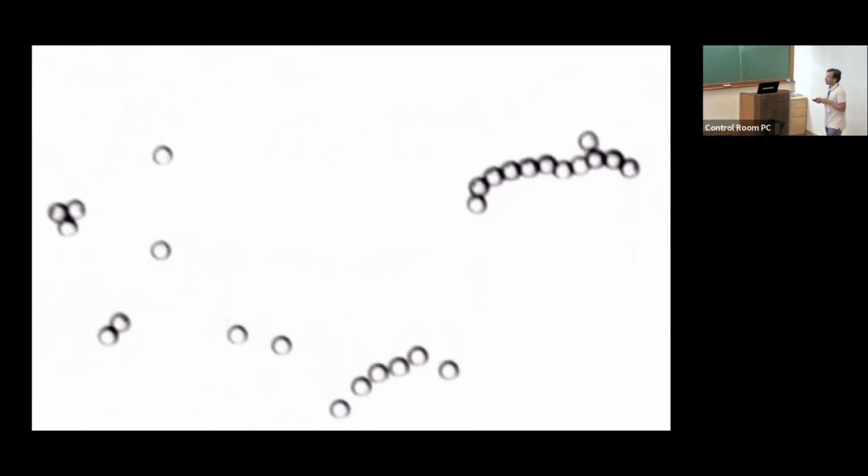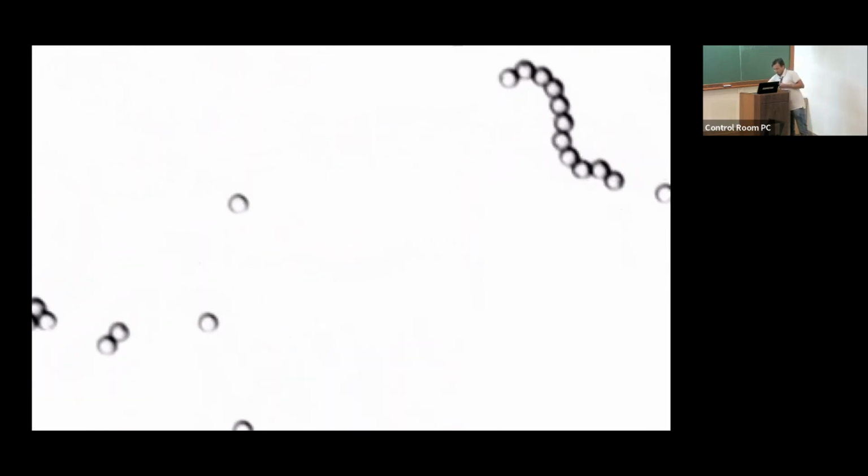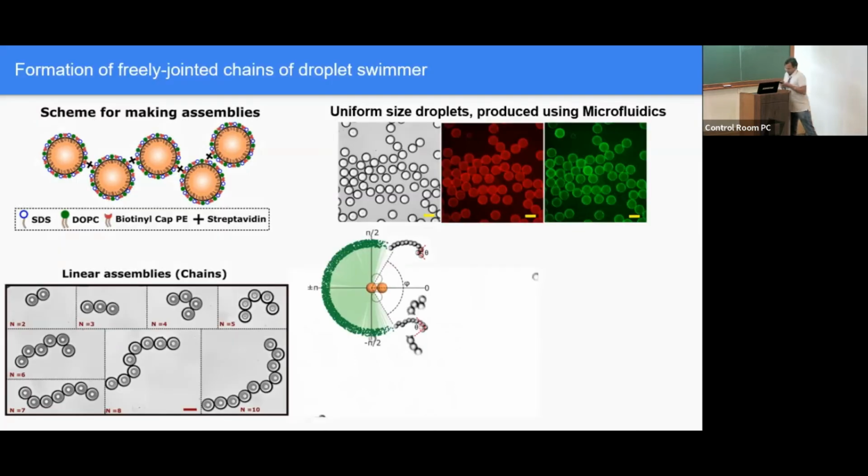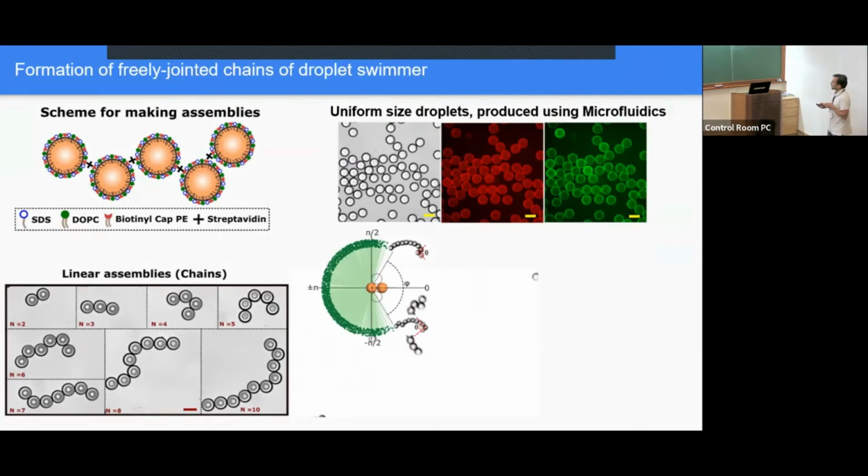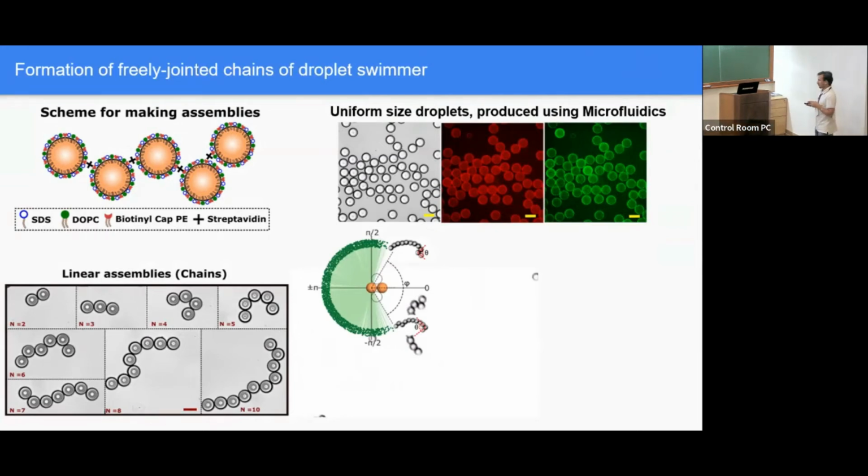So they show their clearly freely jointed nature, and these chains are propelling along perpendicular to their body axis. Further, what we do, basically, we plot angle theta between three adjacent droplets, and all possible angles for the theta are plotted in the scatter plot.